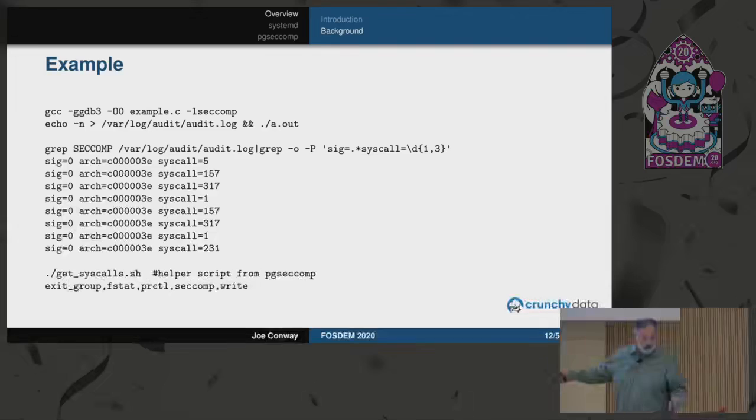And I'll talk about it a little bit later, but in the pgseccomp extension, I provide a little shell script that will basically pull just the names of the system calls out of the audit log and put them in a form that makes it very easy to use with the extension.